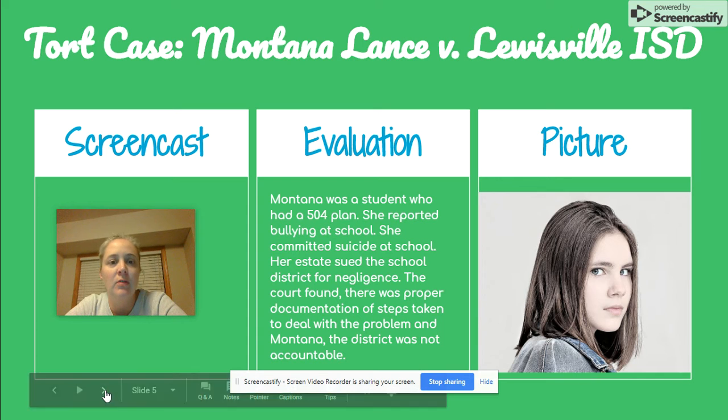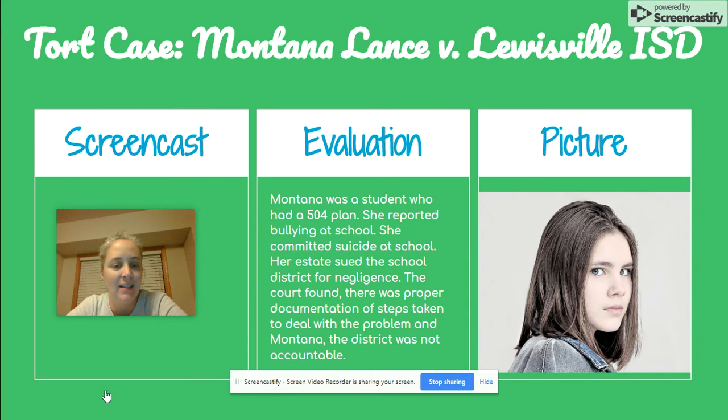The next case that I found was Montana Lance versus Louisville ISD. This was a young teenager. She had a 504 plan, and she reported that she'd been bullied at school. Eventually, she committed suicide at school, and her estate sued the school for negligence. The court found that there was a proper paper trail for documentation to deal with the bully and with Montana, and the district was not held accountable. I felt like the district was very proactive in this case. They had documentation, they followed the correct steps, and therefore did not need to be very reactive in their situation.